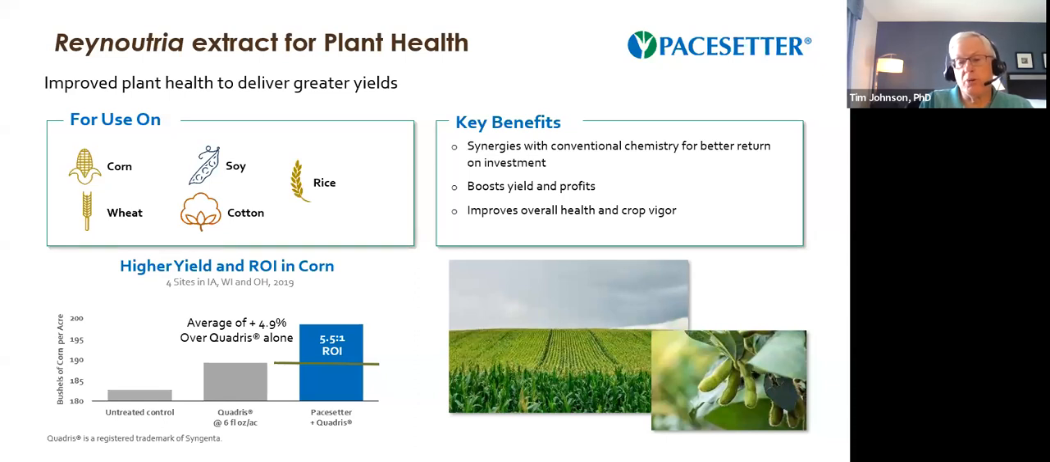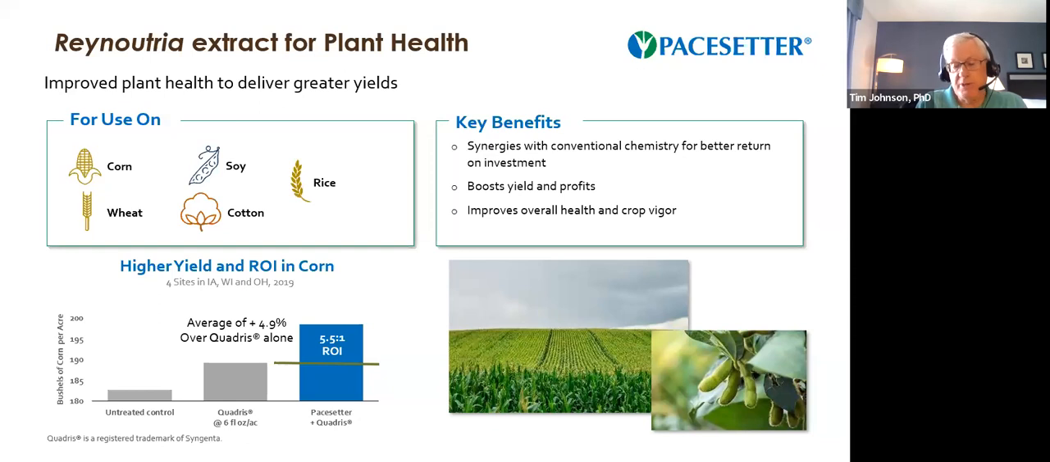This slide essentially in the lower left shows the same data, and talks a little bit about the return on investment. Obviously, that depends on the value of the crop. It varies from year to year, but for that specific year, which was 2019, it averaged a 5.5 to 1 return on investment. So that's really a very good return on what is a pretty modest investment.